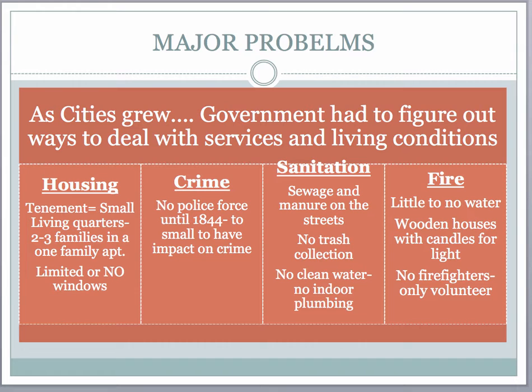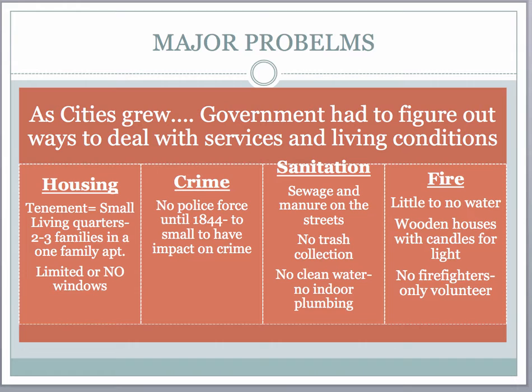The second piece that was extremely important to note would be crime. There was no police force until 1844. And even once they did develop a police force, it was too small to have an impact on crime. With that in mind, you have a lot of people living in a small area. We know that the working conditions weren't ideal, so a lot of people were underemployed or weren't making enough money, the working poor. And so, with that, there was an increase in crime. People were committing crimes in order to gain access to what they needed.